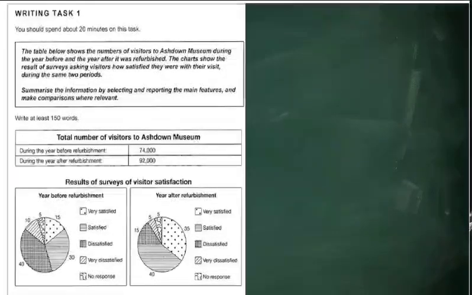alongside 2 pie charts given to you regarding the results of surveys of visitor satisfaction. Now this is a mixed sort, where you have a mixed pattern of information from 2 different data sources, or let's say visual representations. So there is visual representation 1, and this is visual representation 2. It's a mixed sort.